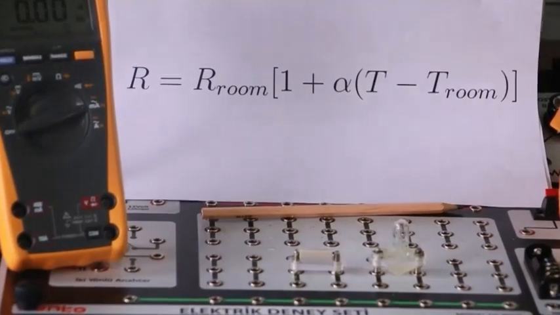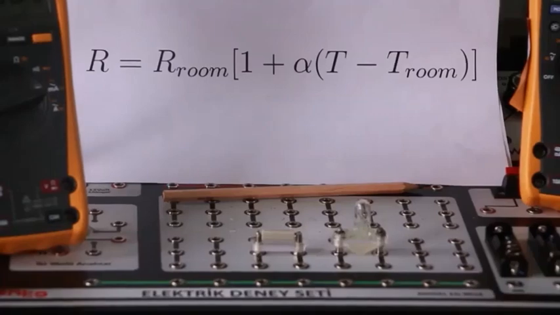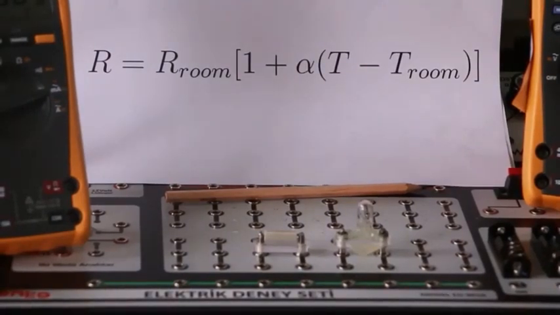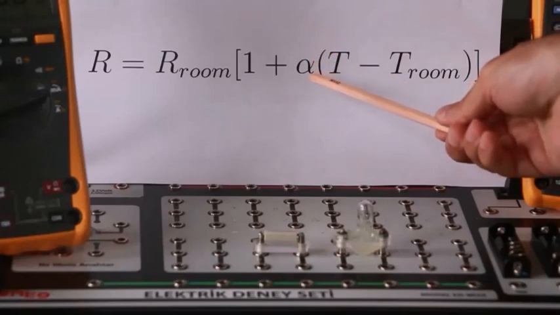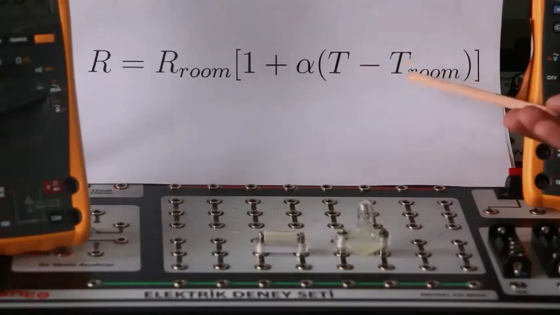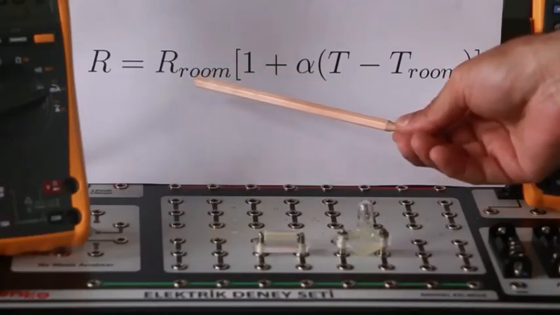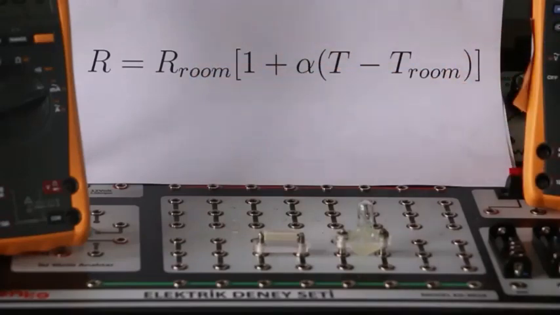Using this formula, one can find the resistance of the bulb at the corresponding temperatures. Here, alpha is the temperature coefficient, T is the temperature in Kelvin, T room is 293 Kelvin, and R room is the resistance of the bulb before the experiment, which you can easily find by using a multimeter. And R will be the resistance at the given terminal voltage.